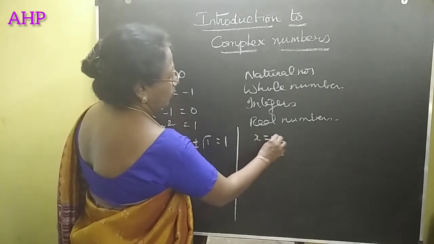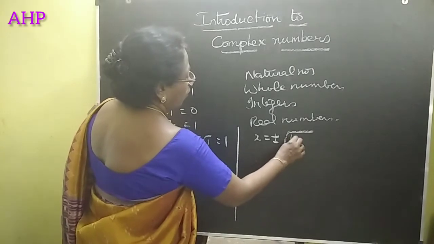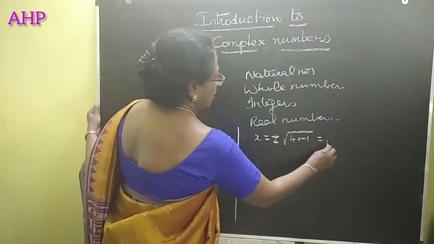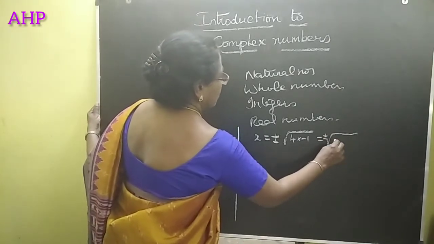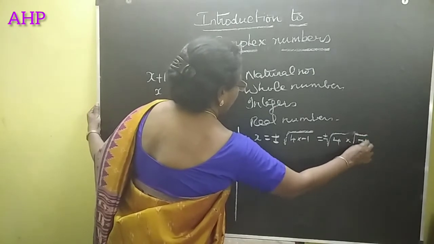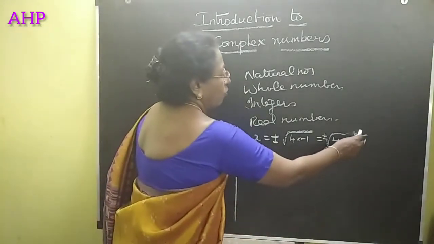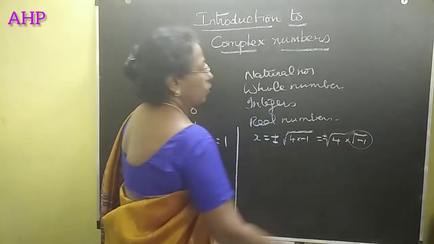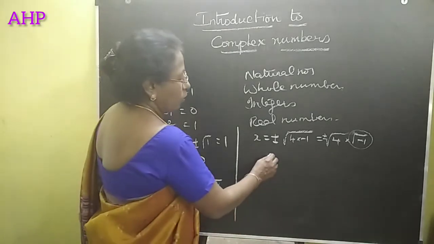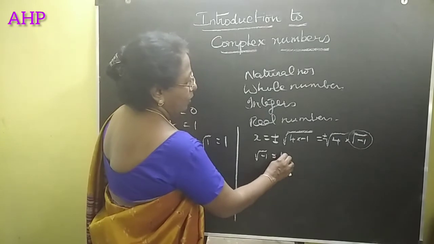x is equal to plus or minus root of 4 into minus 1. So this we can split up and write as plus or minus root 4 into root minus 1. This value, root of minus 1, we will not be able to find the exact value of, so it is denoted as i. So root minus 1 is denoted as i.